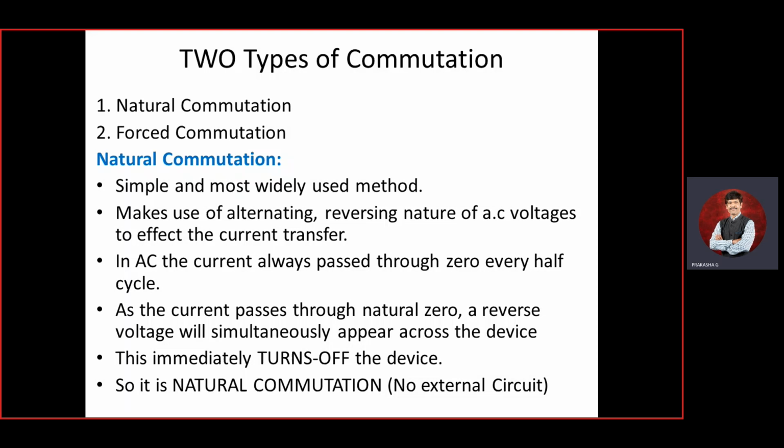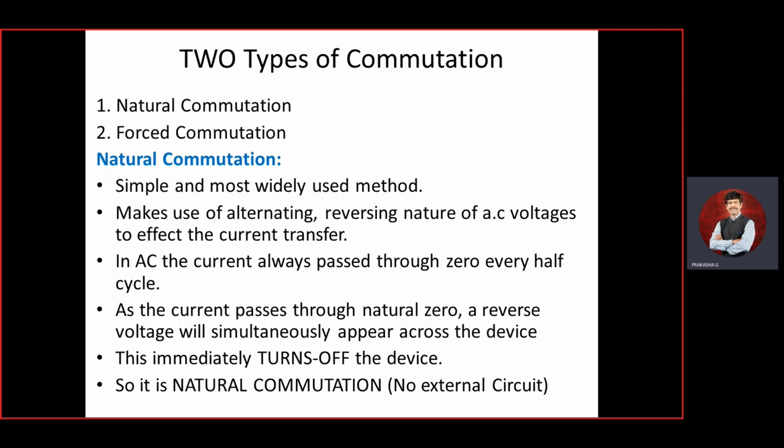Simple, natural commutation is naturally happening on its own, but the thyristor itself will not do it. Thyristor itself will not go to the switched off state or switched on state. We should have some external force to either switch on and also switch off. If you want to switch on the thyristor, gate current has to be given. Externally, we are giving the gate current. If you want to put the thyristor into the off state, the external circuit has to take care of that. So now, natural commutation is simple and most widely used. It's a very simple method to switch off your thyristor.